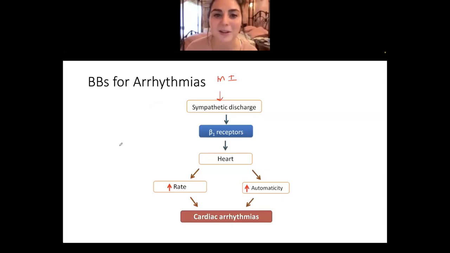As we talked about, a huge thing that happens after MIs is an arrhythmia. So eventually, if you're increasing the rate because of this SNS discharge, as well as increasing how much the SA node is firing, because there are beta 1 receptors on the SA node as well, you can lead to a cardiac arrhythmia.